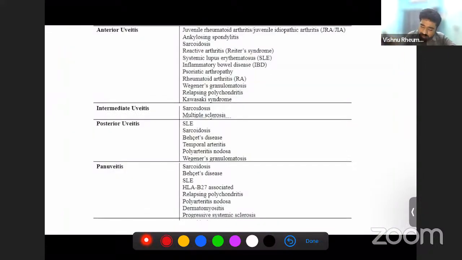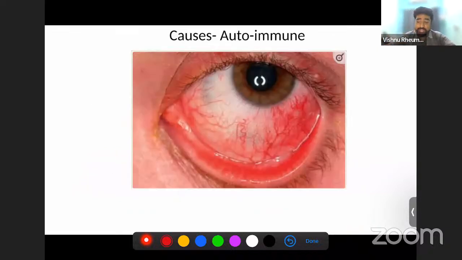So this is again a similar thing. The main thing I wanted to add upon is your panuveitis, that is, all parts of the uvea are involved. And here again, these two differentials stand out, that is your sarcoidosis and Behçet disease. Then finally, there are two other conditions that are differentials for uveitis presenting as your red eye, which is something we already touched upon, that is episcleritis and scleritis.